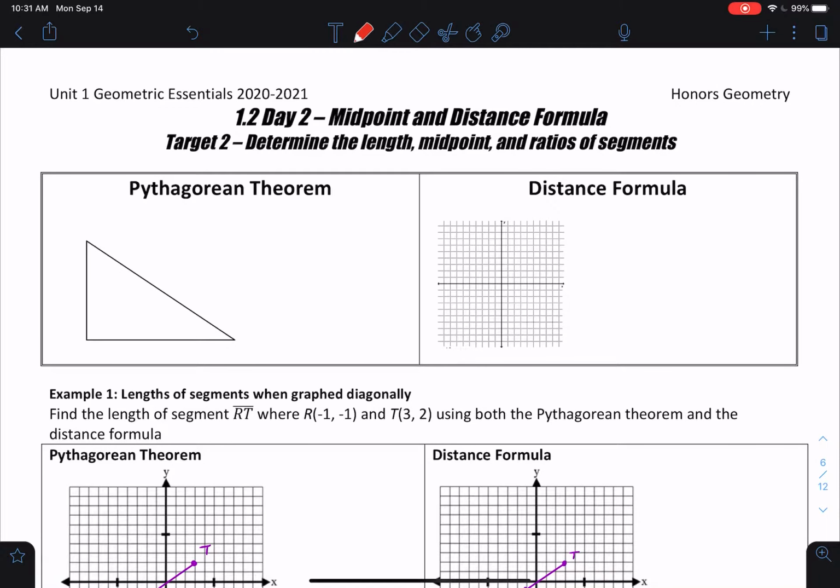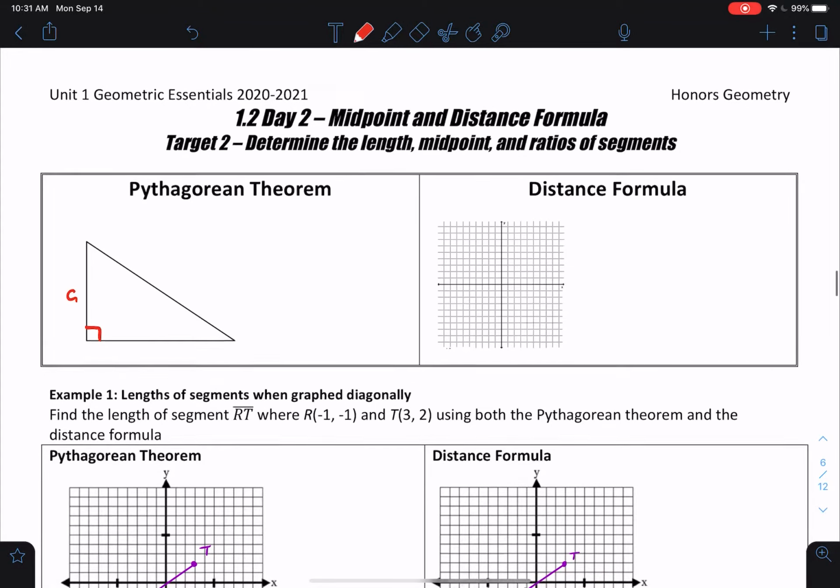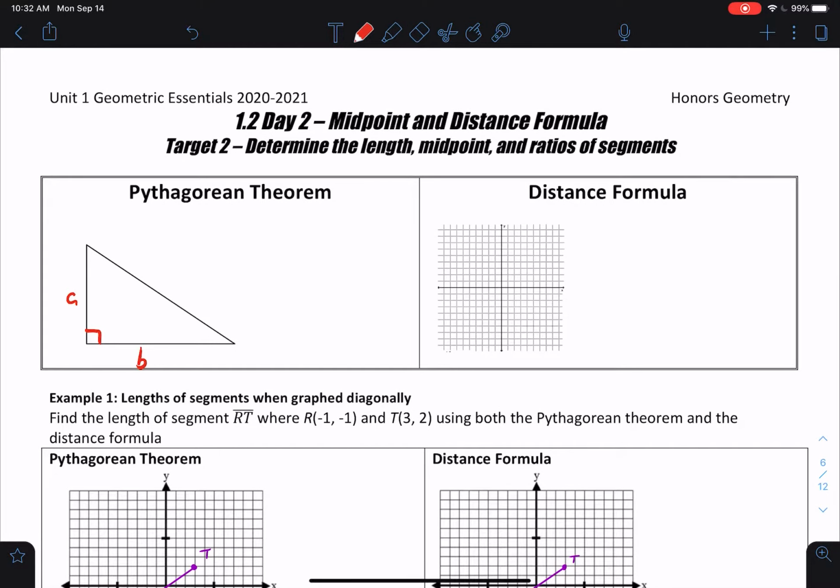Hello everyone, in this video we're going to be talking about how to find the midpoint and the length of a segment given coordinates. One of the ways in which we're going to find the length of a segment is using the Pythagorean theorem. This is when we have a right triangle, with legs called a and b. The long side opposite the 90-degree angle is called the hypotenuse. And the Pythagorean theorem is a squared plus b squared is equal to c squared.